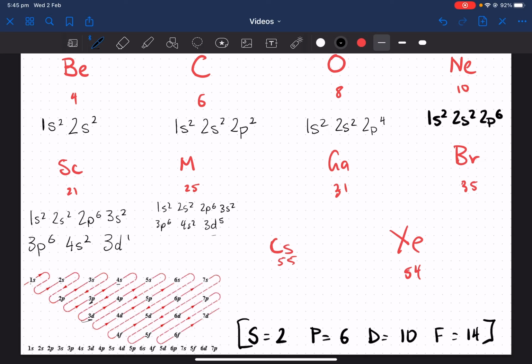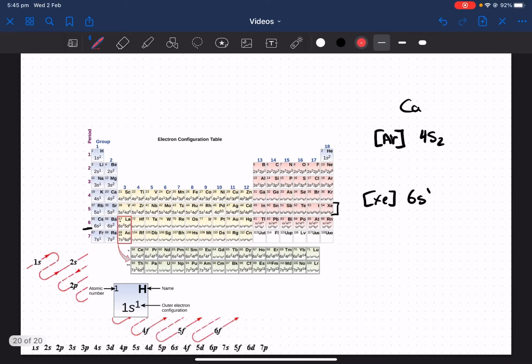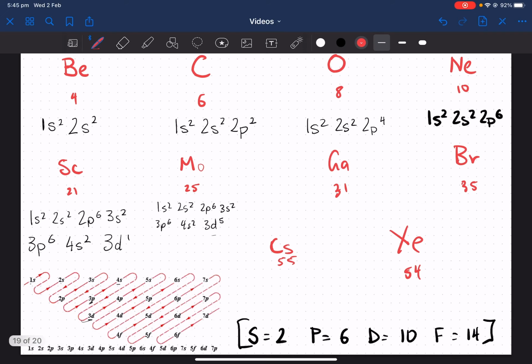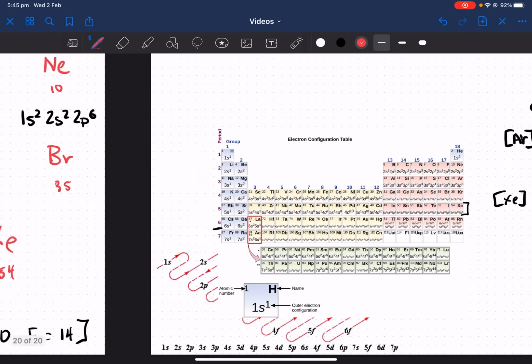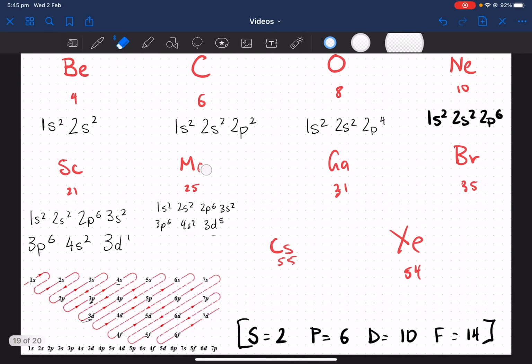Actually, I think that was meant to be an MO. Yeah, meant to be MO. Wait. Nope, that's meant to be an MN. Looking at the wrong one. All right. Gallium.